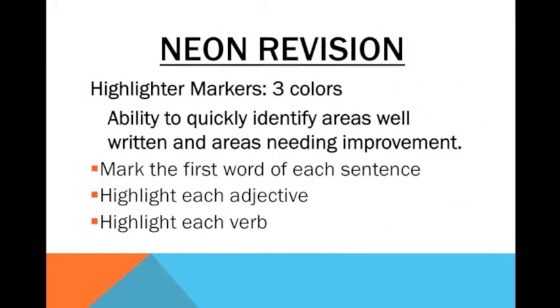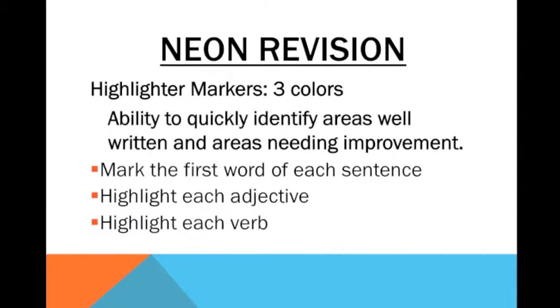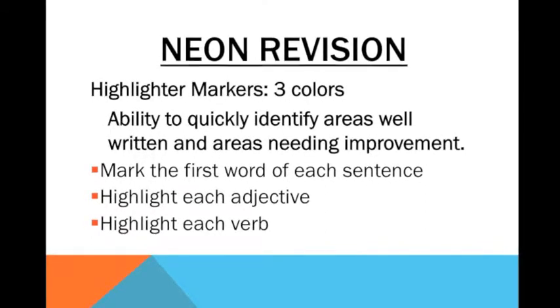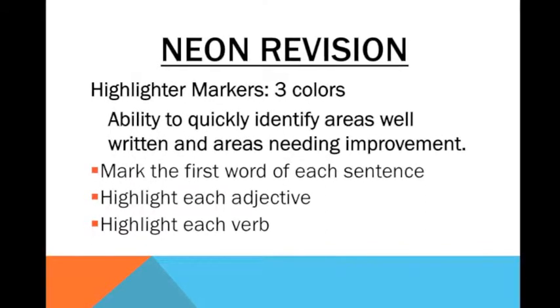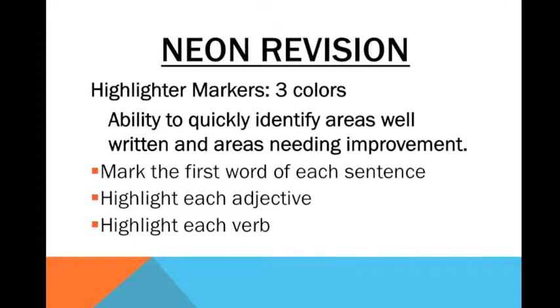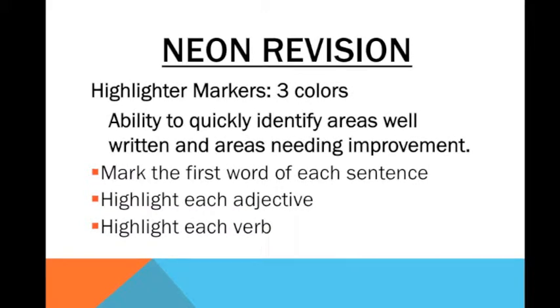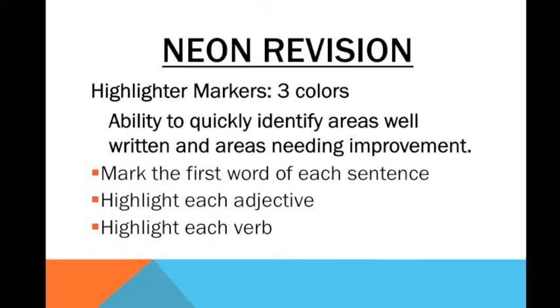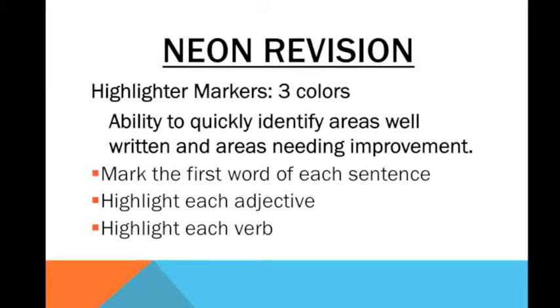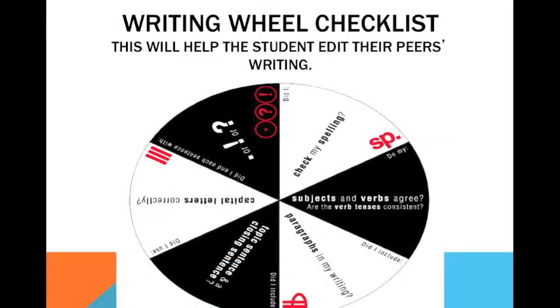Neon Revision uses colored highlighters to identify the areas that are well written and also the areas that need improvement. Neon Revision uses 3 colors, one to mark the first word of each sentence, a second to highlight each adjective, and lastly one to highlight each verb. Strategy 2 is the Writing Wheel Checklist. This will aid with editing by focusing on punctuation, spelling, capital letters, and verb tenses.